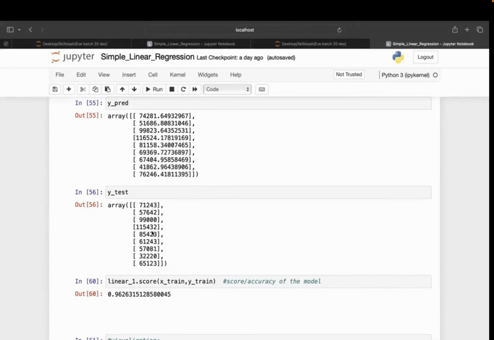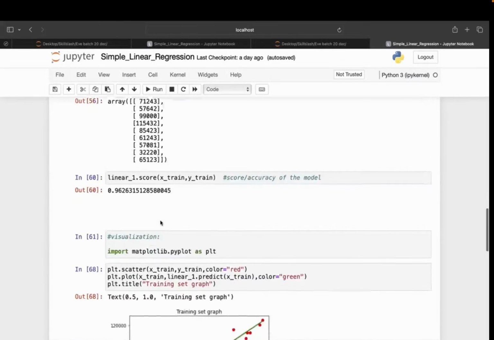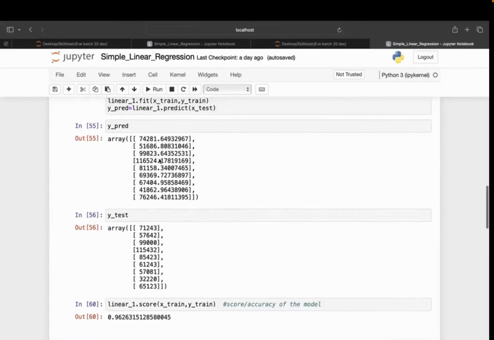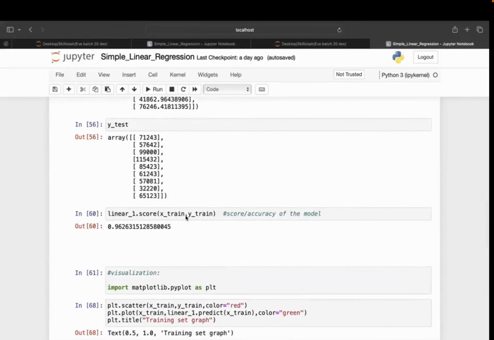Yesterday, I told you that there is a possibility that these two values are never going to match. That's why we never calculate the accuracy score on the basis of Y pred and Y test. We always calculate the accuracy score on the basis of X train and Y train. Why? Since my model has already learned, after learning, I am checking the linear score. Linear_1 is my model, and .score will help me identify the accuracy of the model.